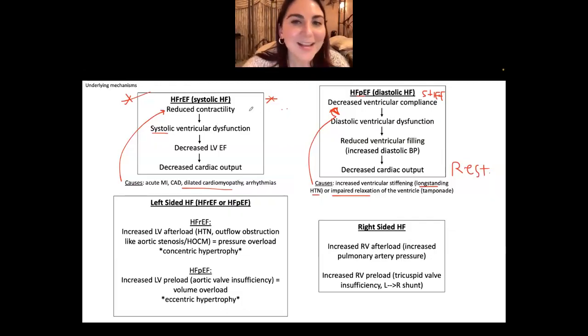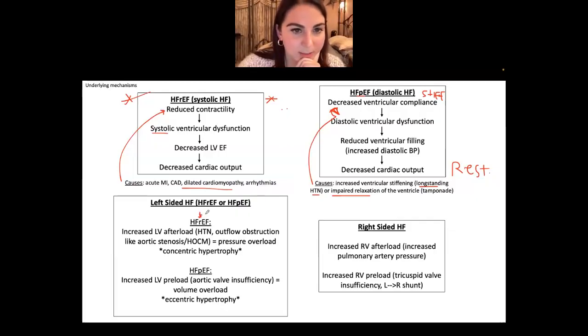Okay. Cool. All right. So we talked about systolic heart failure, diastolic heart failure. So our HFrEF and our HFpEF. And now we're going to talk about the left-sided heart failure symptoms. If we have left-sided heart failure, it can either have a reduced ejection fraction or a preserved ejection fraction. If I have a reduced ejection fraction, so anything that's basically the underlying cause of a reduced ejection fraction for left-sided heart failure would be anything that's going to increase left ventricular afterload. So what we've talked about, hypertension, something like an outflow obstruction. This would be your immediate cause for this. And this is your pressure overloaded state versus your increased left ventricular preload, where you have more of a volume overload, and that's more of your eccentric hypertrophy.